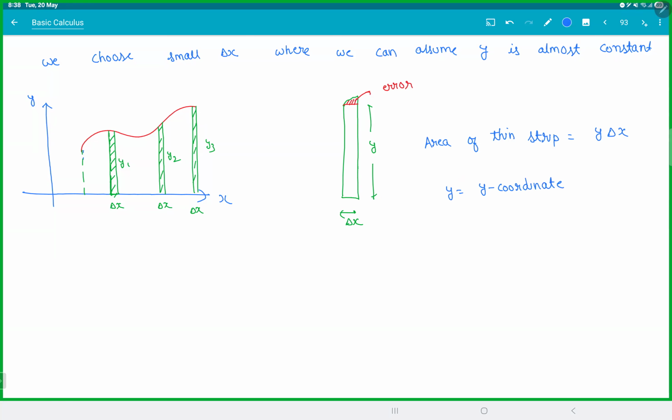So the y coordinate is changing. It is not constant. Getting it? So I'll just call it yn. So yn is the y coordinate of the nth strip. So if you divide the whole thing into multiple strips, I can call this thing y1, y2, and so on till yn.